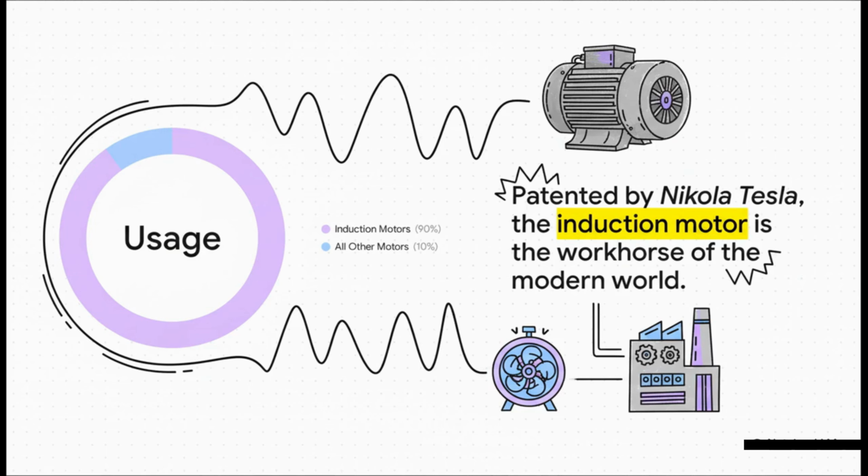It turns out that something like 90% of all motors in the world are a specific type called an induction motor, which Nikola Tesla patented way back in 1887. This thing is the workhorse of our entire civilization. It's in everything from giant factories to the air conditioner in your window.